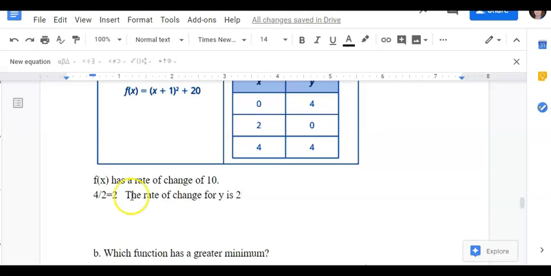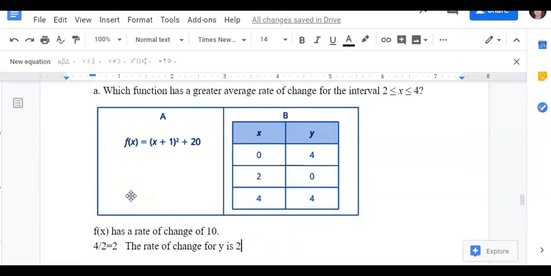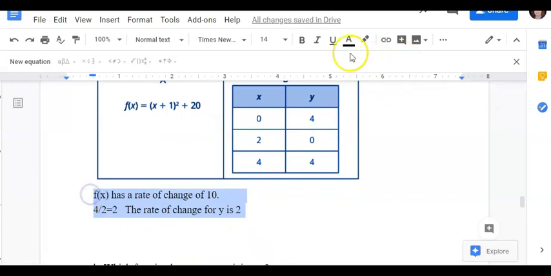All right, so which one had the greater rate of change? Well, clearly f of x is much greater, so we're going to say f of x here is our answer. And I'm going to highlight that in red so it doesn't all run together. We'll put all this in red too.